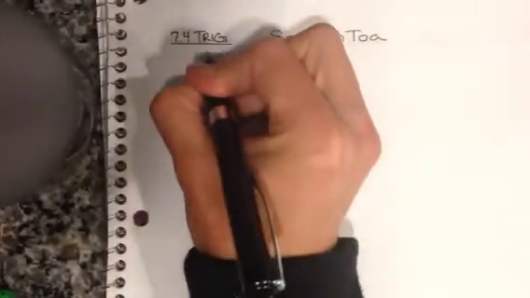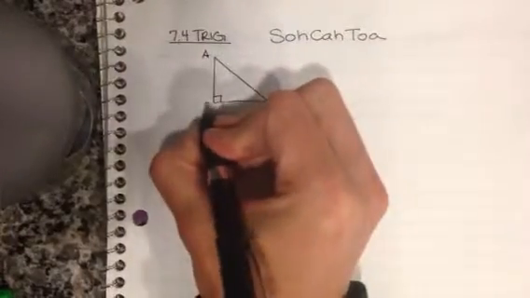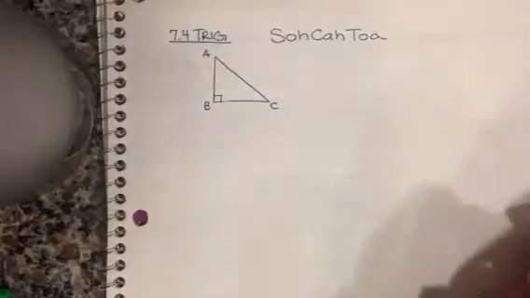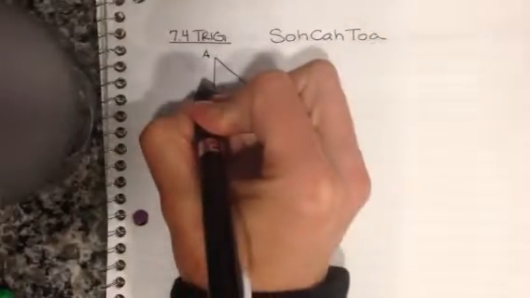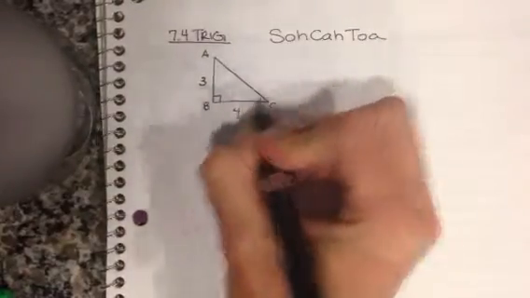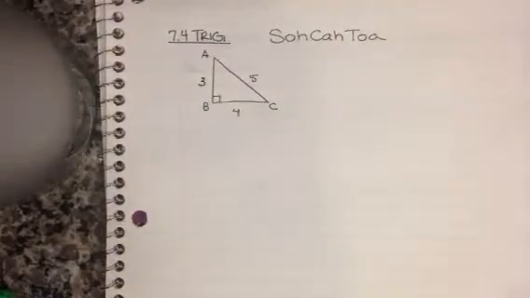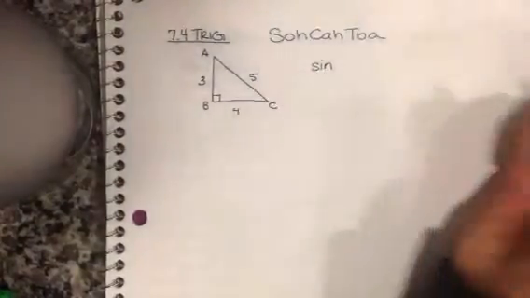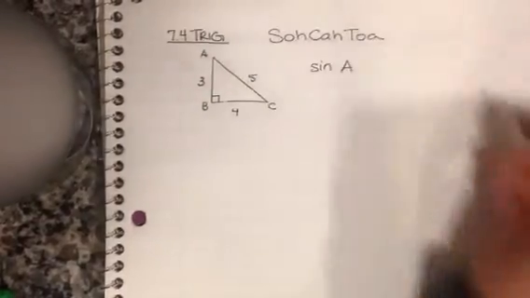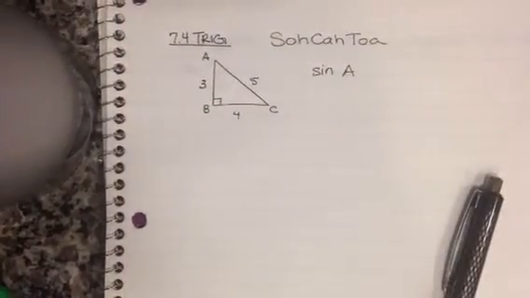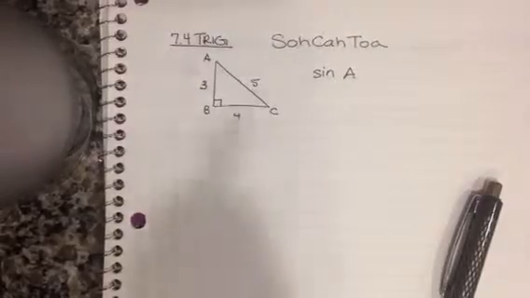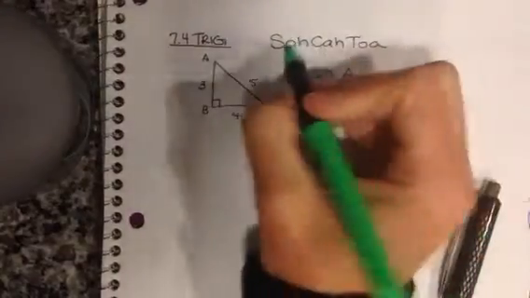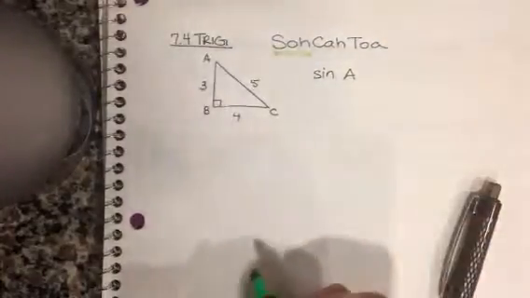So I'm going to call this triangle A, B, and C, and I'm going to give it 3, 4, 5. Now, let's say it asks for the sine of A. For sine of A, I'm going to be using this trig ratio right here.